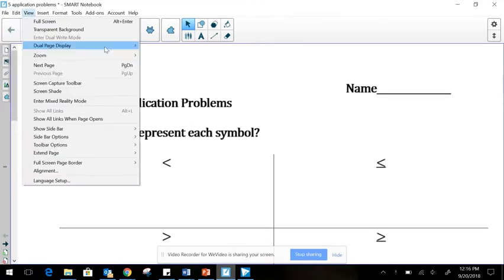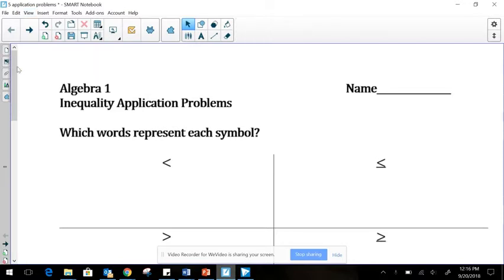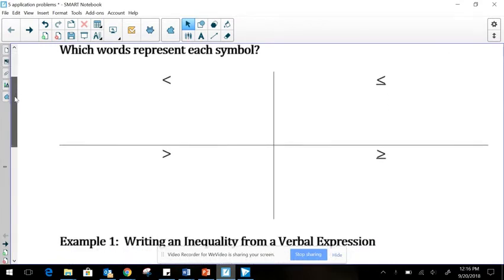All right, so today we are doing inequality word problems. So this first top part here has the 4 symbols. I'm going to write all the words for each one. So if you need to pause this and copy them down if you run out of time, that's fine, but I'm going to go ahead and write all of them down.